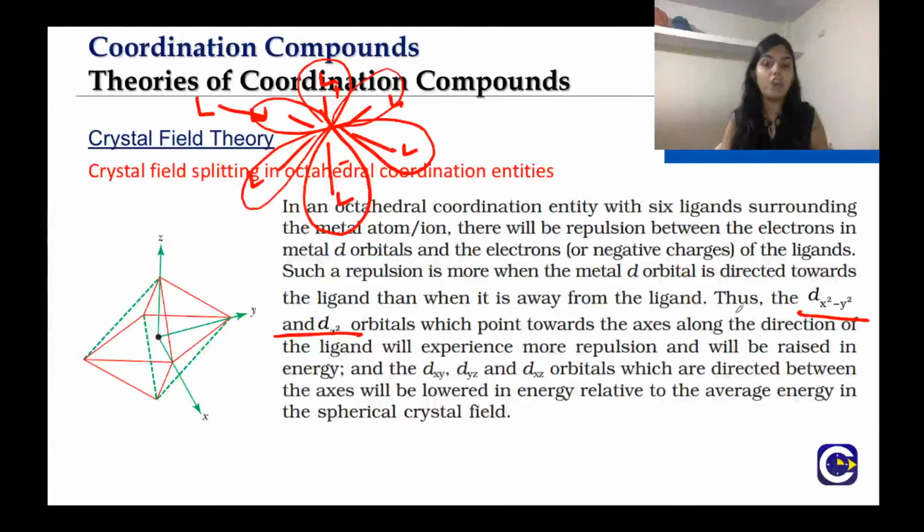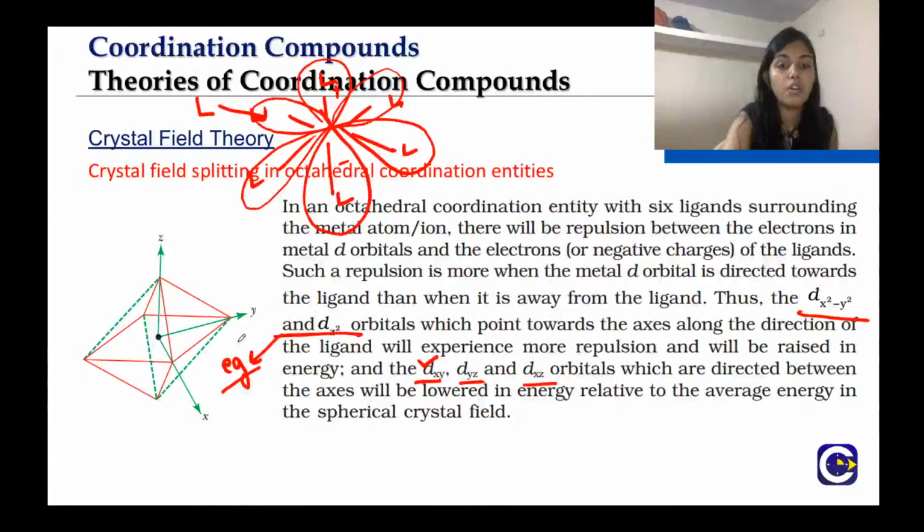And this set of orbitals, that is dx square y square and dz square, are known as Eg orbitals. That means the Eg set of orbitals will be higher in energy, as it is facing more repulsion due to the direct interaction between the ligand and the orbitals comprising the Eg set. While if you see dxy, dyz and dxz, there is no direct interaction between the ligand and these T2g set of orbitals. Therefore, they will be lower in energy than the Eg set.